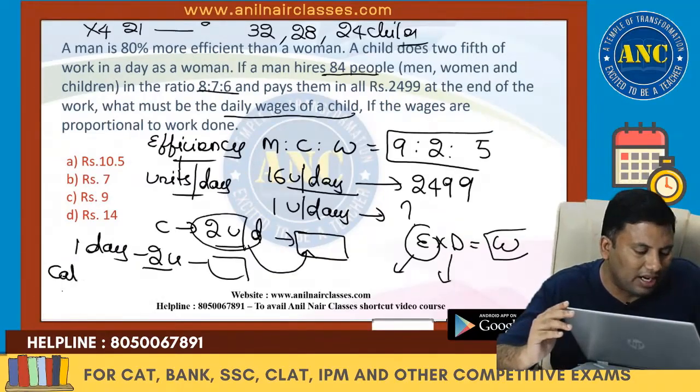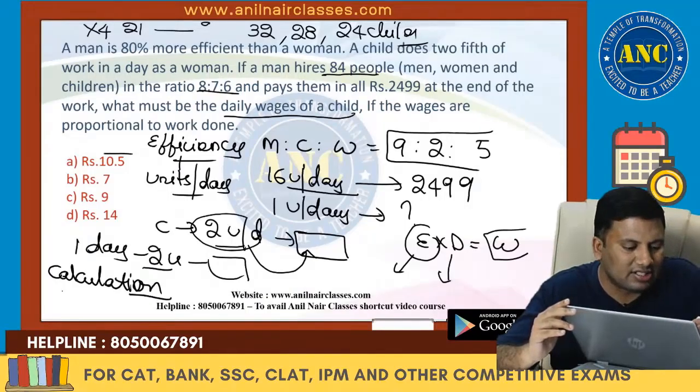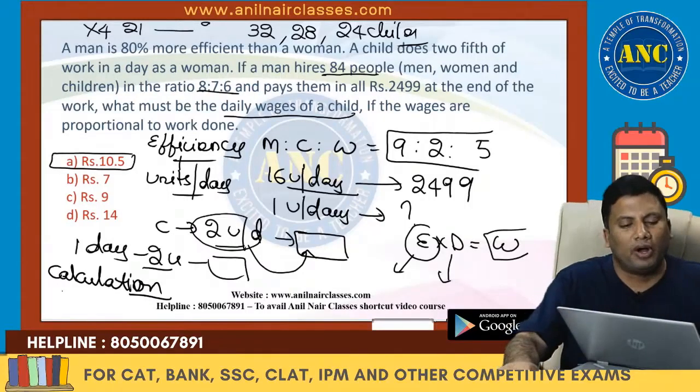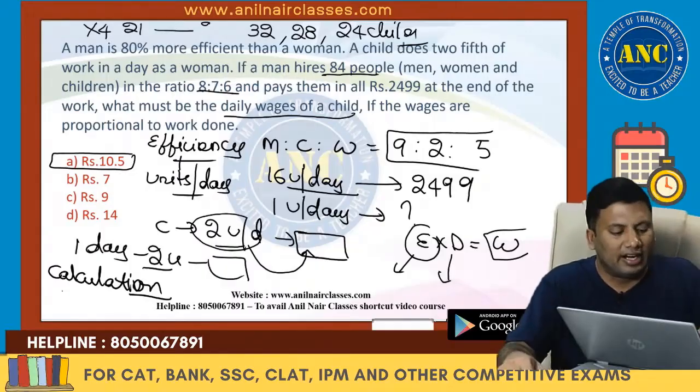Little bit of calculation intensive it is. So, I think my experience says the answer is somewhere close to 10.5. Just calculate it, you will get the answer.